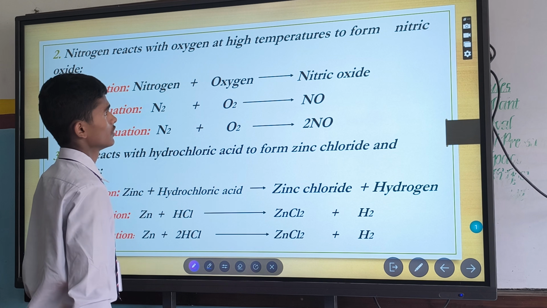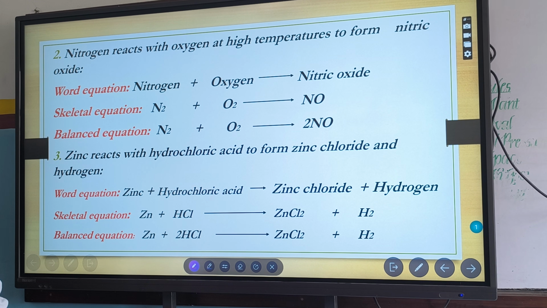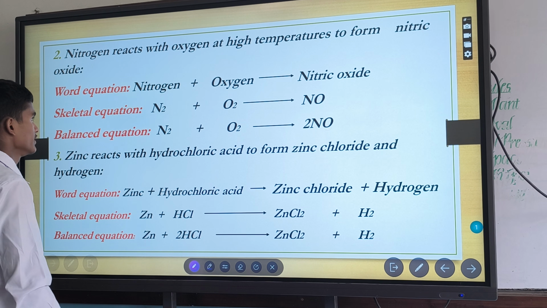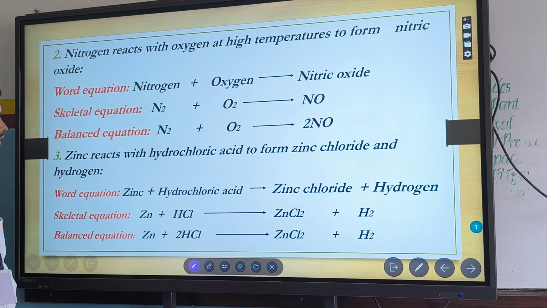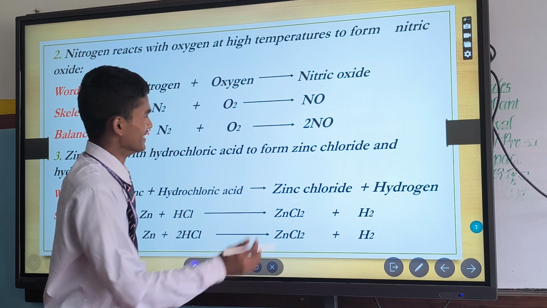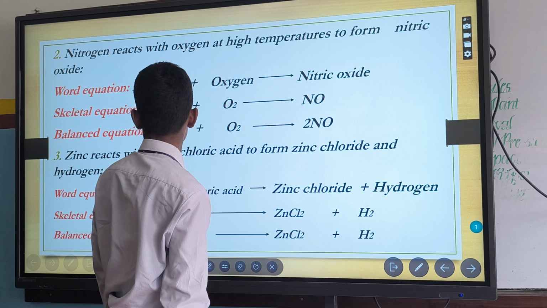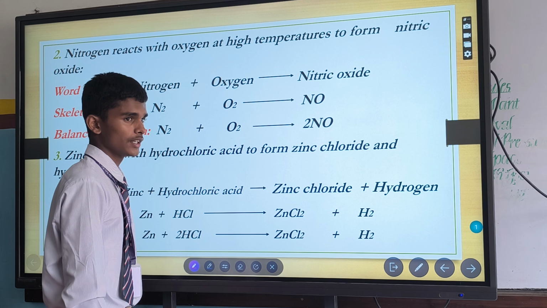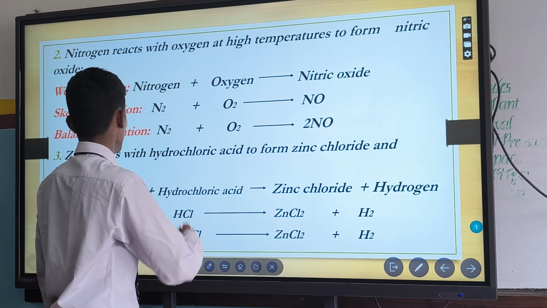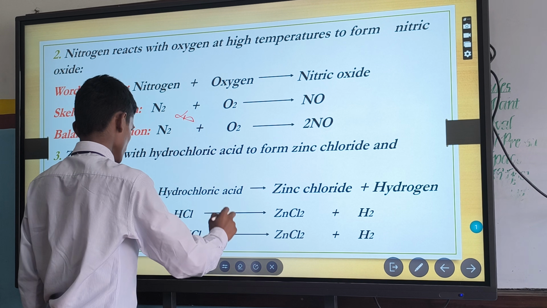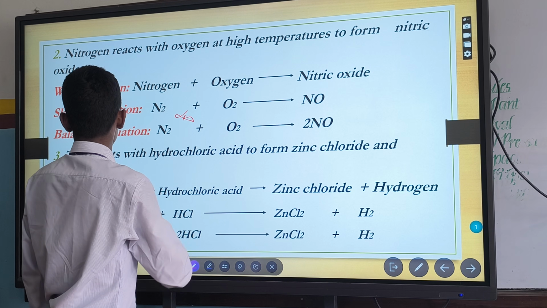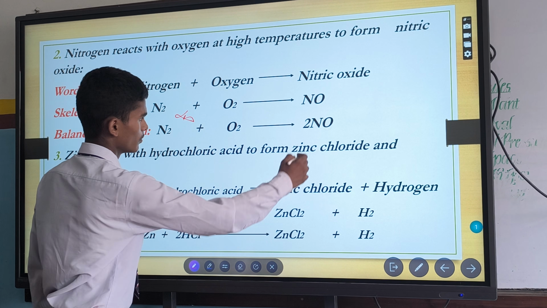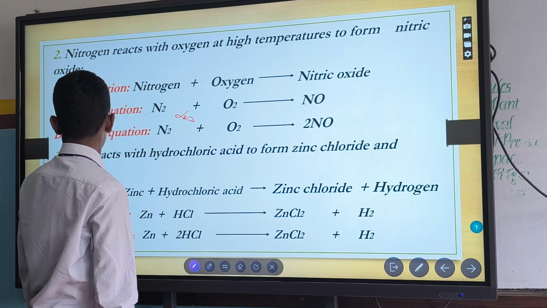Nitrogen reacts with oxygen at high temperature to form nitric oxide. In word equation it is written as nitrogen plus oxygen gives nitric oxide. In skeletal equation it is written as N2 plus O2 gives NO. It is not a balanced equation, it is an unbalanced equation. In balanced equation it is written as N2 plus O2 gives 2NO. Here both the sides are balanced.